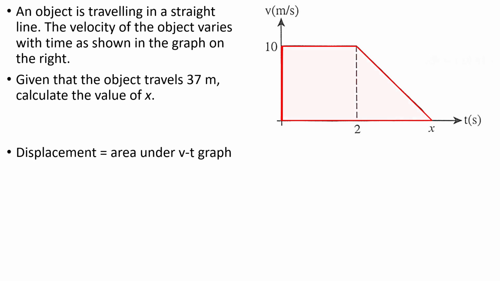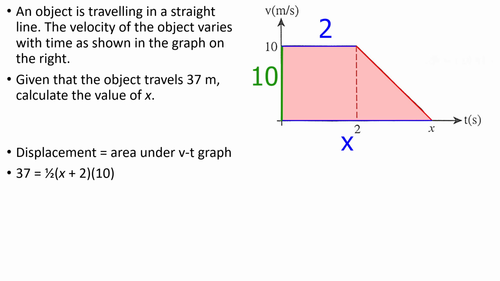Since displacement is equal to the area under the velocity time graph, 37 meters is equal to the area under the velocity time graph. The parallel sides of the trapezium will refer to these two blue lines. Their dimensions are 2 and x. The perpendicular height of the trapezium is 10.